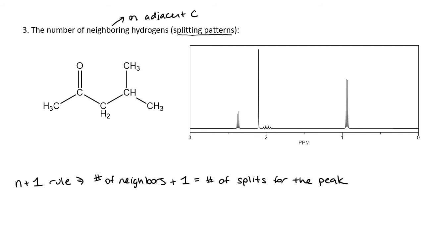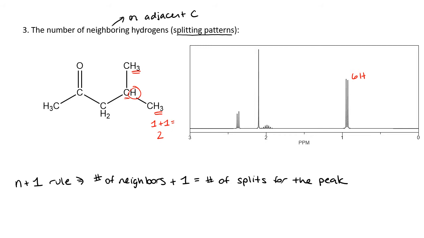Okay, so let's take a look at our first example. Now we know that these 6 hydrogens are represented by this peak here. We saw that on the previous slide. So for these 6 hydrogens, let's take a look at their neighbors. Now on the carbon adjacent to these hydrogens, which is right here, we have a total of 1 hydrogen neighbor. So using our N+1 rule, 1 neighbor plus 1 means that our peak for those 6 hydrogens will be split into 2.